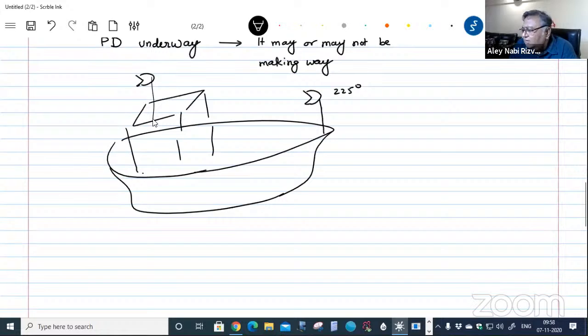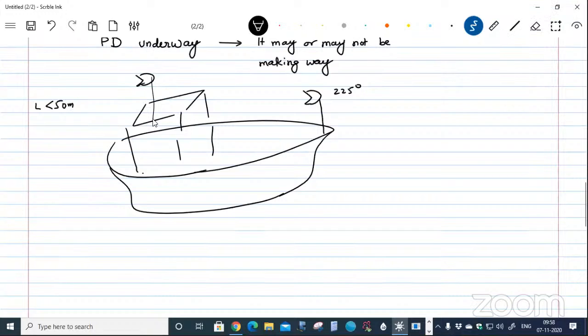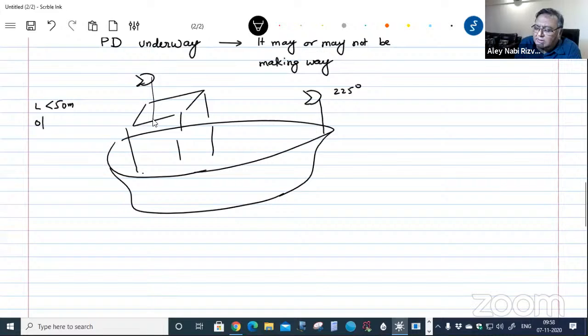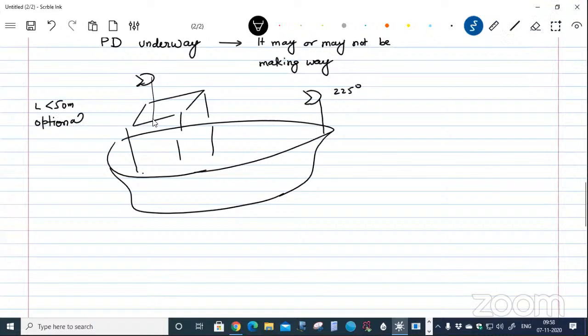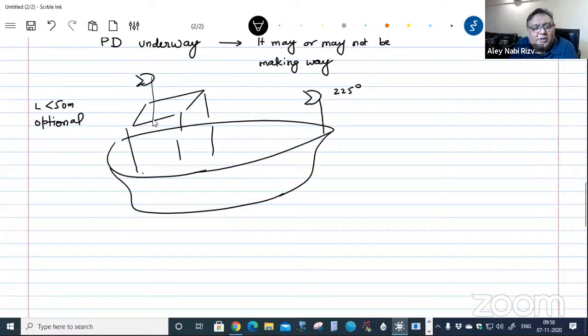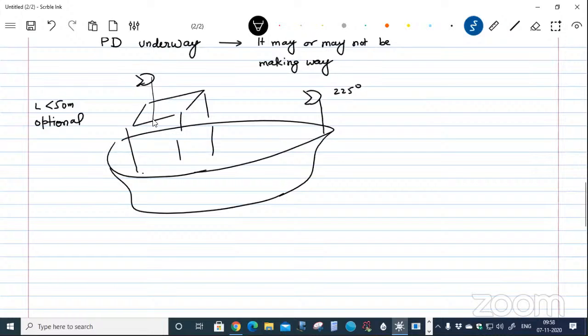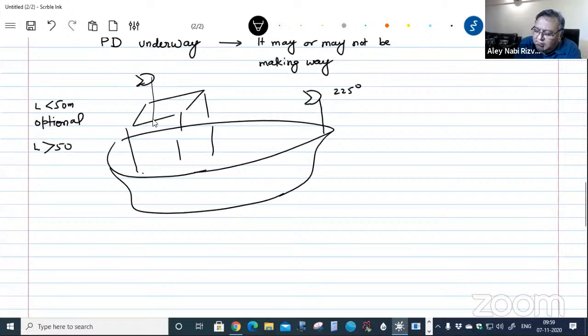Is it compulsory? Now the question is whether the second masted light is compulsory for a vessel less than 50 meter. No, sir, it's optional. For a vessel less than 50 meter, it is optional. Very good. And for a vessel more than 50 meter, compulsory, yes. For a vessel more than 50 meter, compulsory.